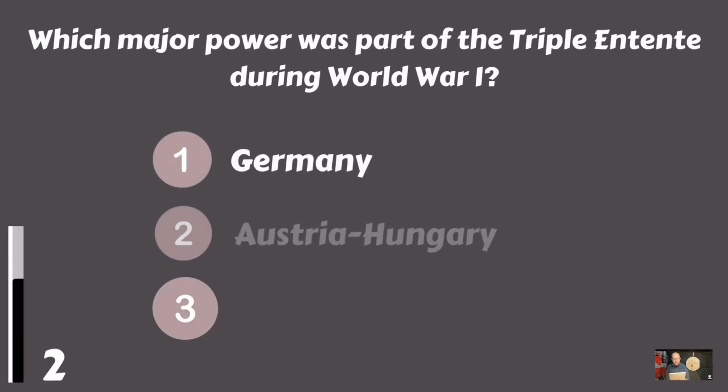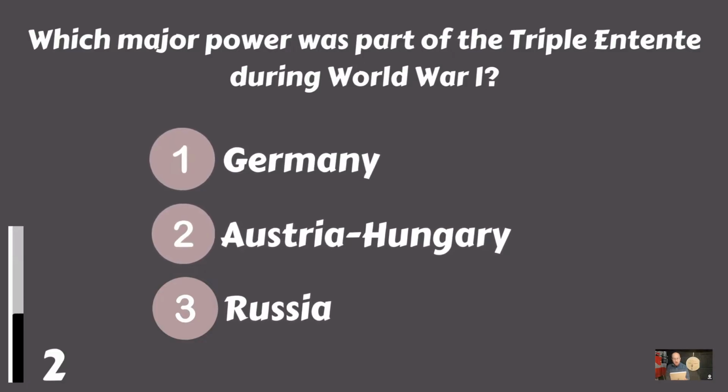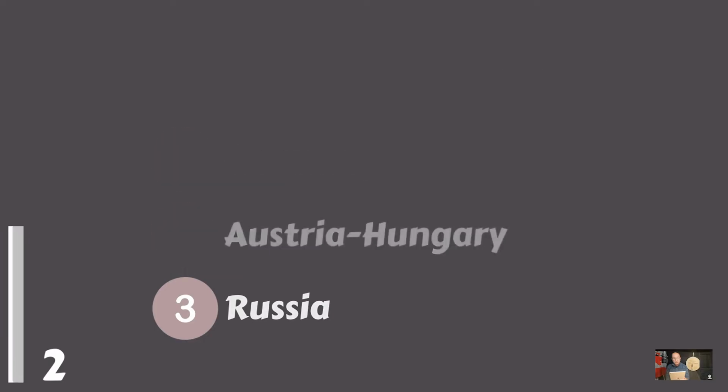Which major power was part of the Triple Entente during World War I? Germany, Austria-Hungary, or Russia? The major power was Russia.